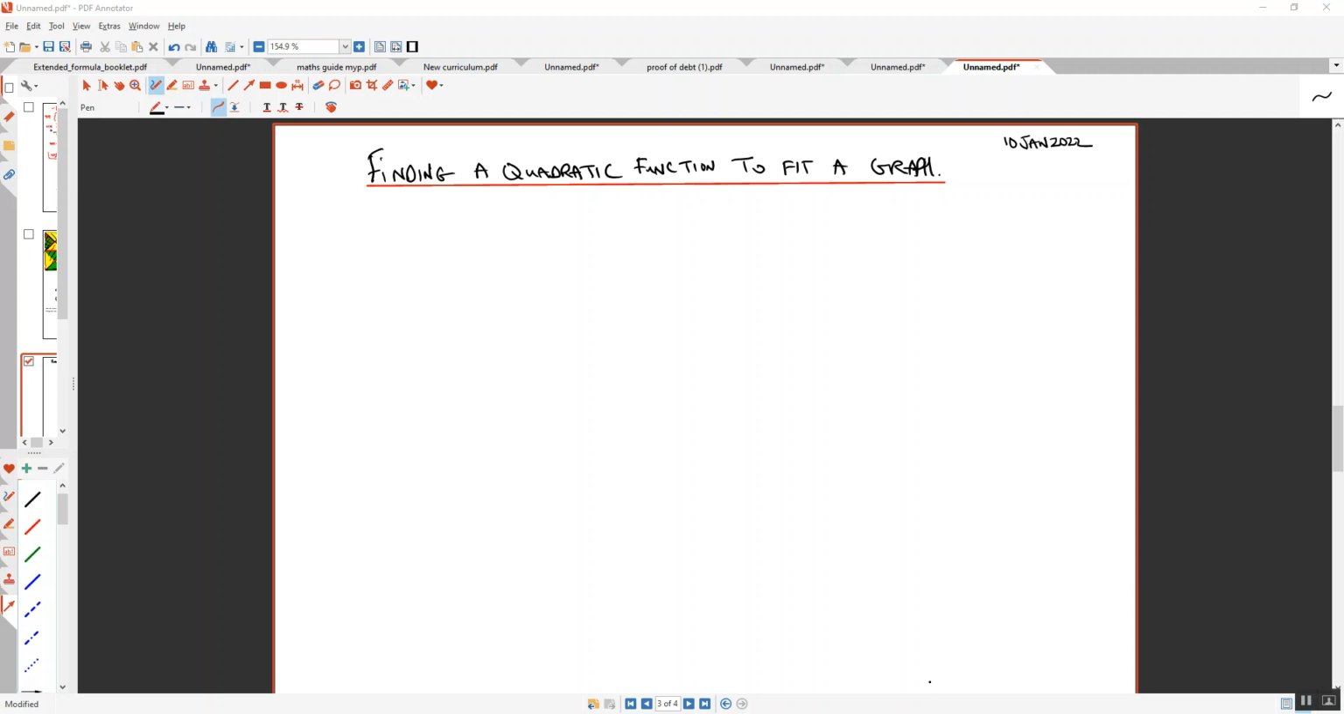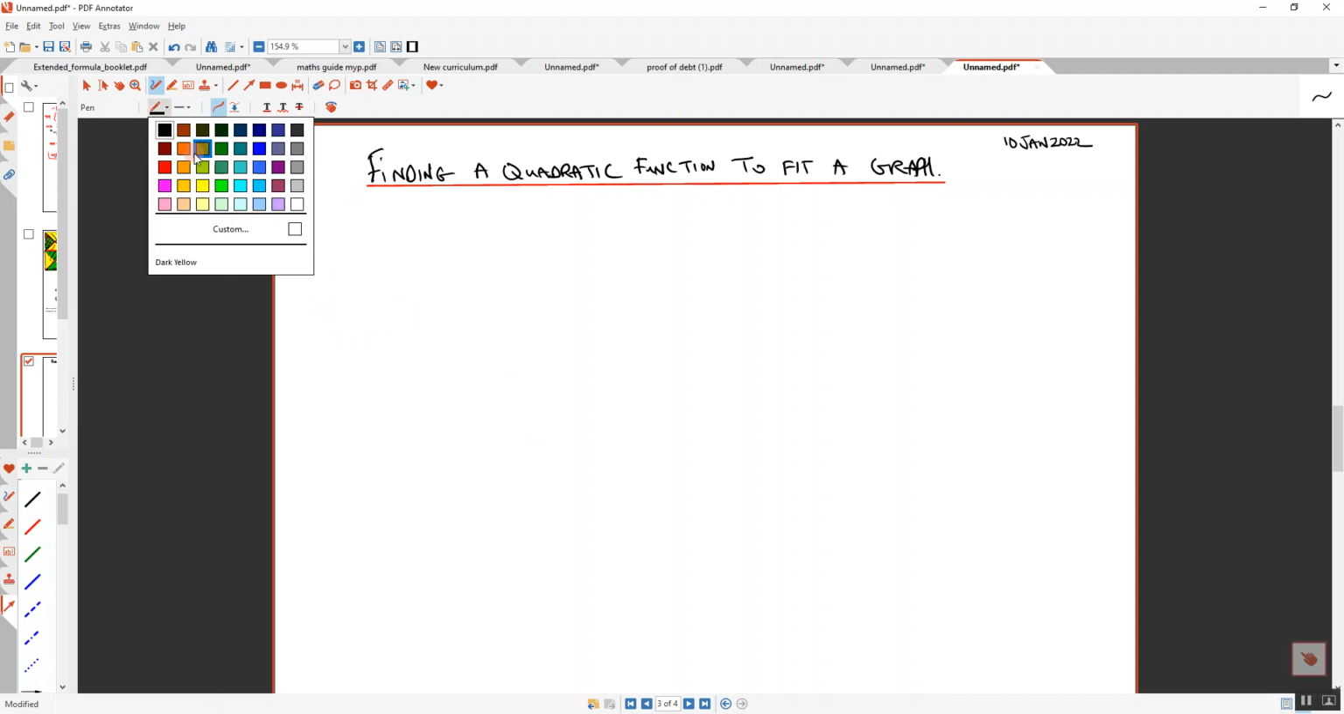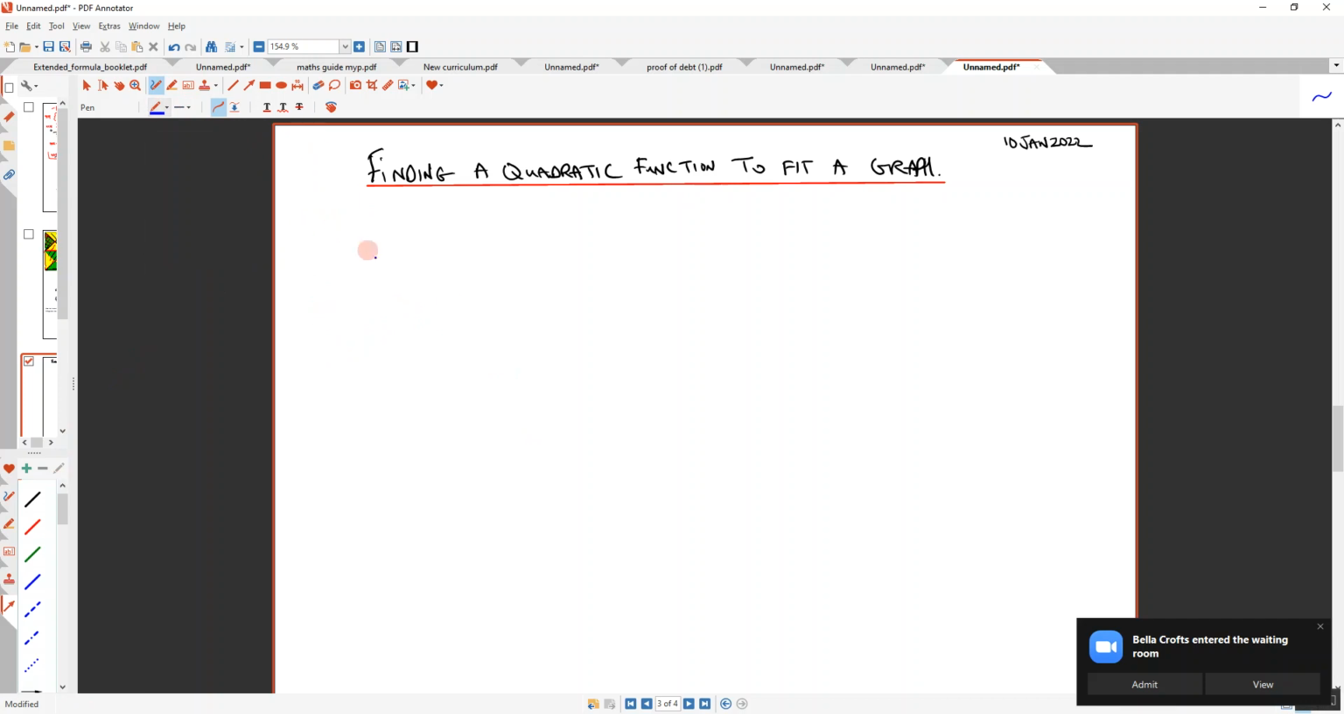Right, so sometimes you will be given a picture of a parabola and you'll need to come up with the equation for it, okay? So that's what we're going to look at today. So for example, it's quite common to get something like this.